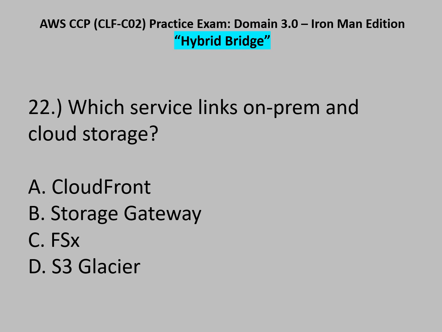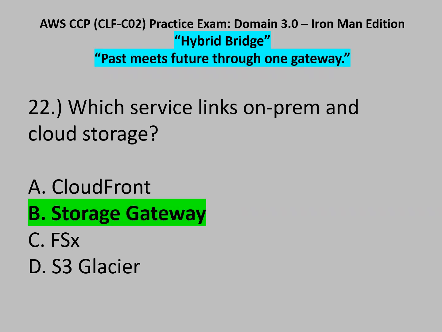Question 22. Which service links on-prem and cloud storage? A. CloudFront. B. Storage Gateway. C. FSx. D. S3 Glacier. The correct answer is B. Storage Gateway. AWS Storage Gateway integrates on-premises storage with AWS for backup, archiving, and hybrid workflows.